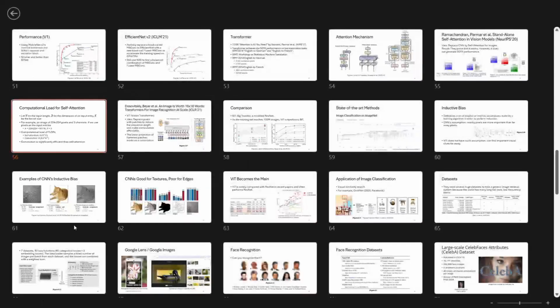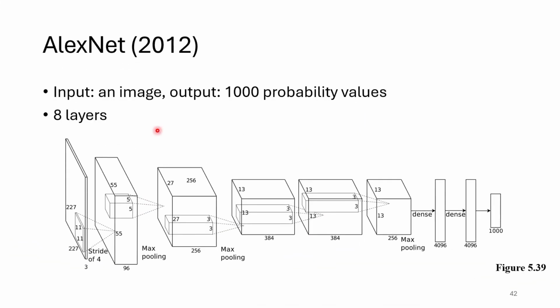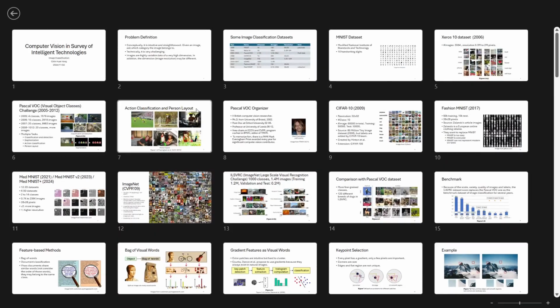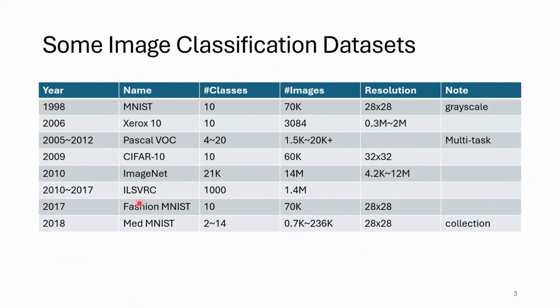The number is because when we take AlexNet, the first neural network architecture, they use 227 by 227. Let's go back to the table. This is an image data set. Because they grab the URLs from the internet, the image sizes are very different, from 4.2K to 12 million pixels, very huge.